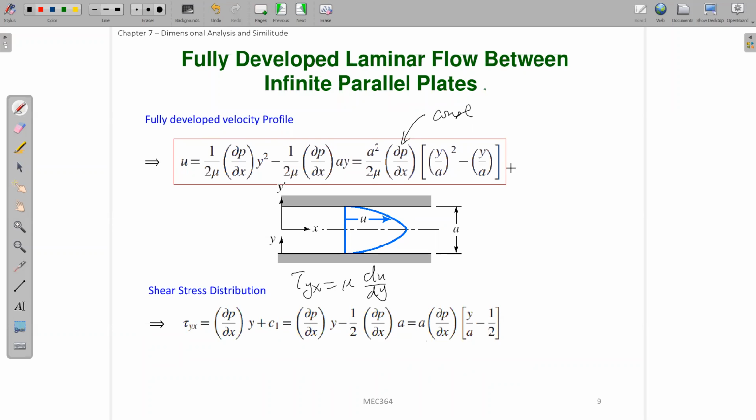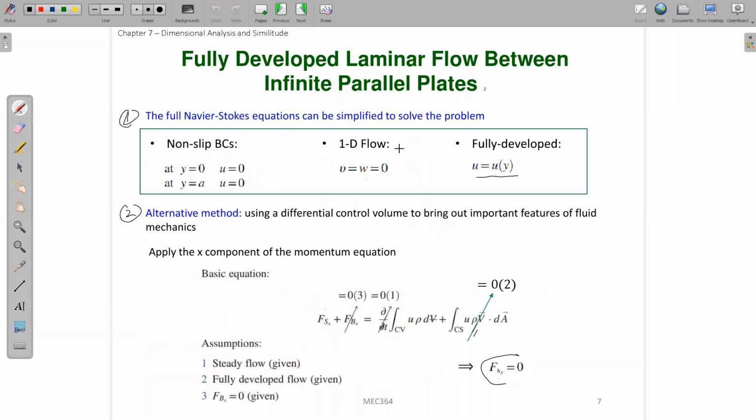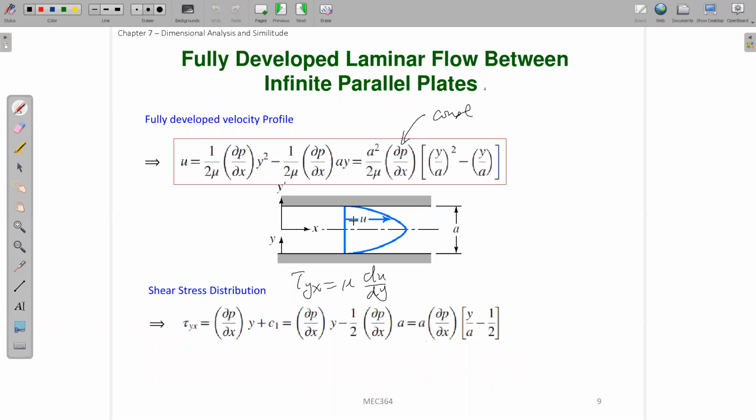So we can see that using this method, we do not solve the Navier-Stokes equation directly, but by simply applying this x direction momentum equation on this small control volume, we can also find what u as a function of y. We can also find what the velocity profile will look like for this fully developed flow.